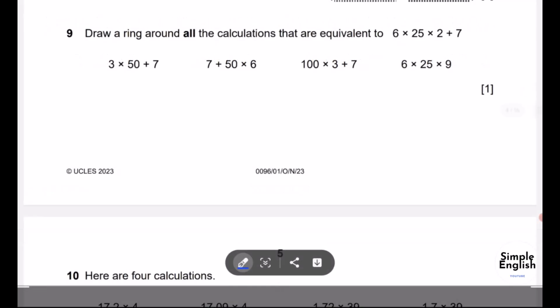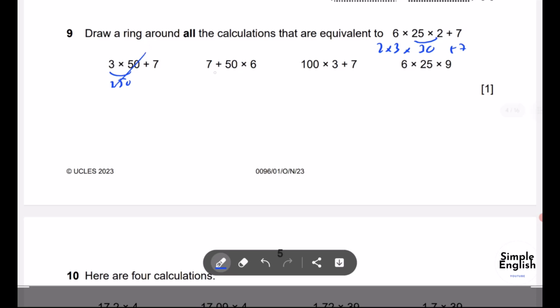Look at number 9. Draw a ring around all the calculations that are equivalent to 6 times 25 times 2 plus 7. So, okay, 25 times 2 is 50. And so the 6, we can rewrite as 2 times 3 and plus 7. How about the first one, it is 115, so it's not correct.